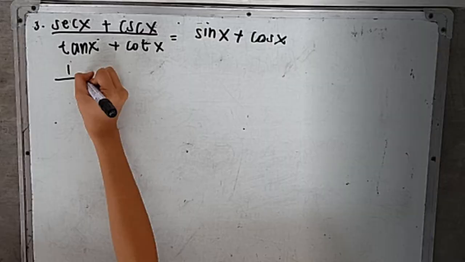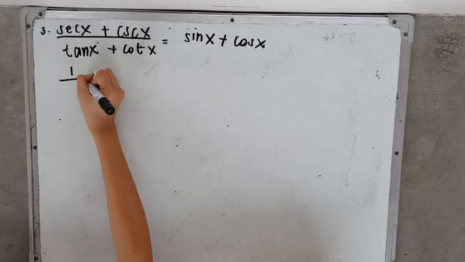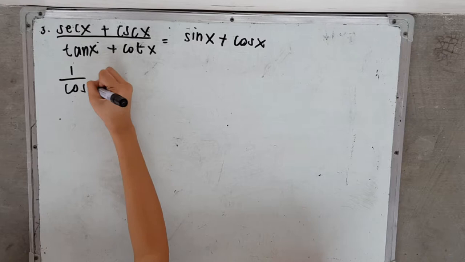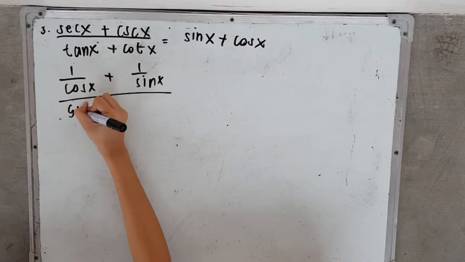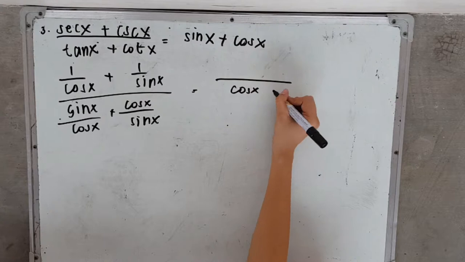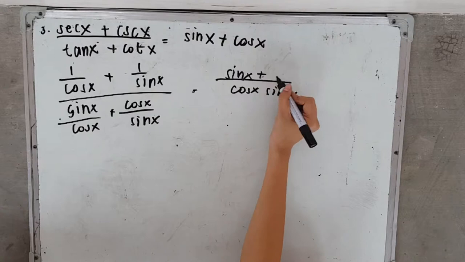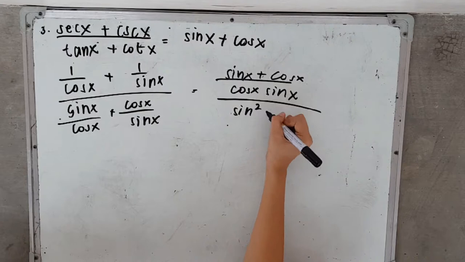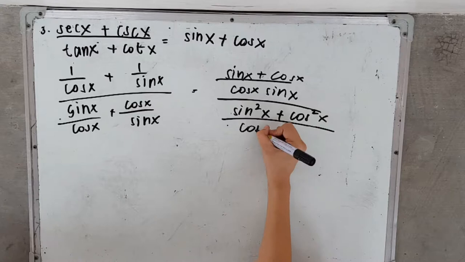The given is secant x plus cosecant x over tangent x plus cotangent x equals sine x cosine x. We will verify the left side. Sine x plus cosine x over cosine x sine x over sine squared x plus cosine squared x over cosine x.